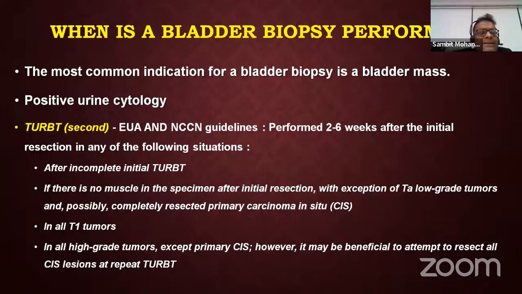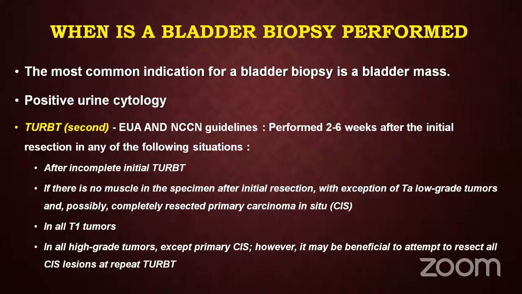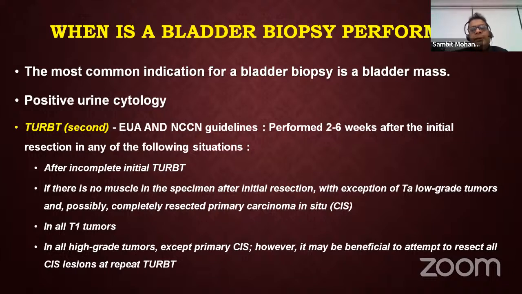What are the indications of doing a second TURBT, or a second transurethral resection of the bladder tumor? According to the European guidelines and the NCCN guideline, it should be performed about 2 to 6 weeks after the initial TURBT in the following situations. If the urologist thinks he or she has done an incomplete resection, they go for a repeat TURBT. If there is no muscle present in the specimen in the initial resection when they are thinking of a high-grade lesion, they repeat it. Except for Ta: if the cancer is confined to the basement membrane and is a low-grade lesion, they probably would not go for a repeat TURBT.